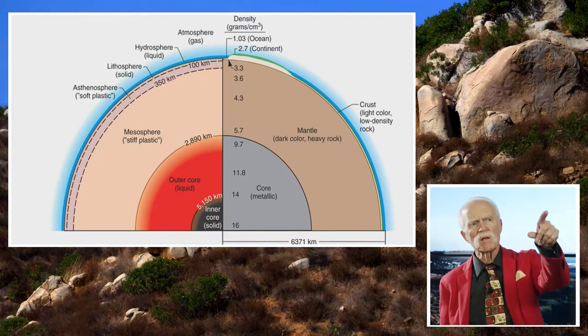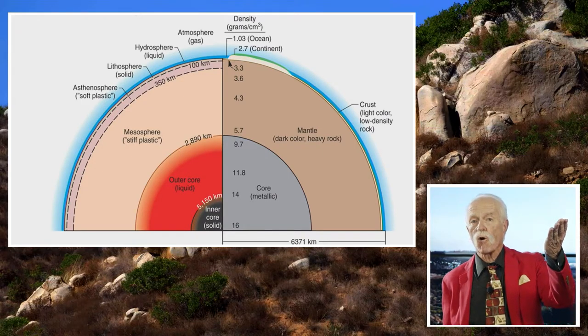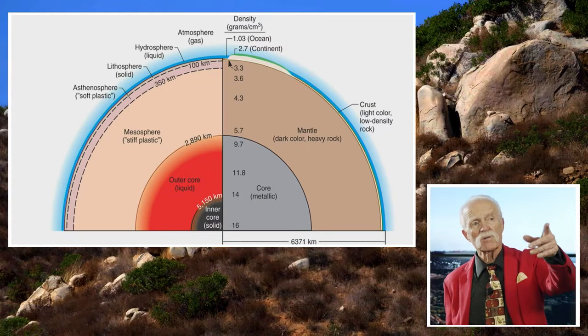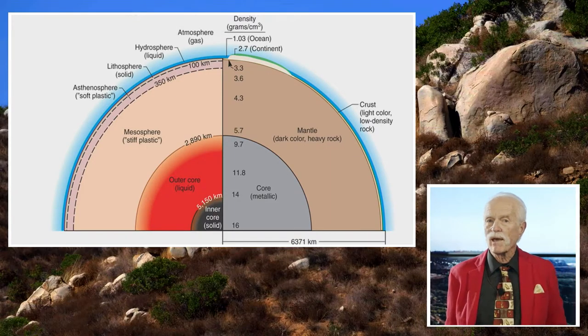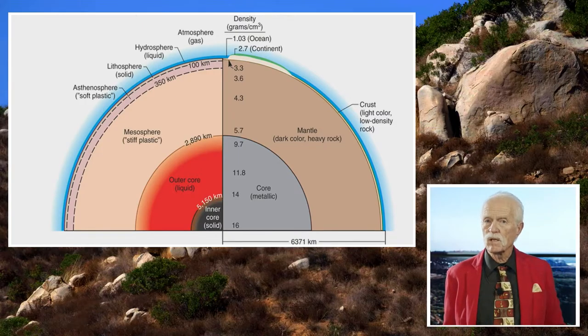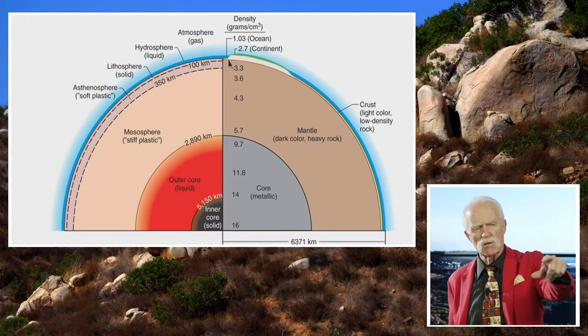Now go back up to the middle top of the diagram there. If we say that the ocean, the water, floats on top of the rocks, yes, that's part of our day-to-day experience, we know that. But look over there at the continent at 2.7 specific gravity and 3.3 mantle below it. Are the continents floating on the mantle beneath? Yes, they are floating.